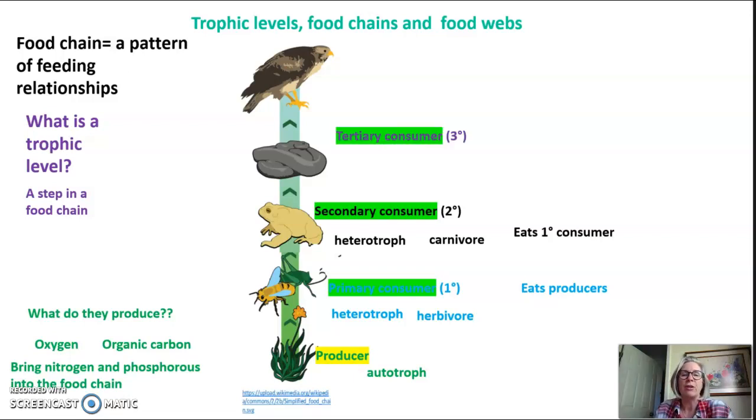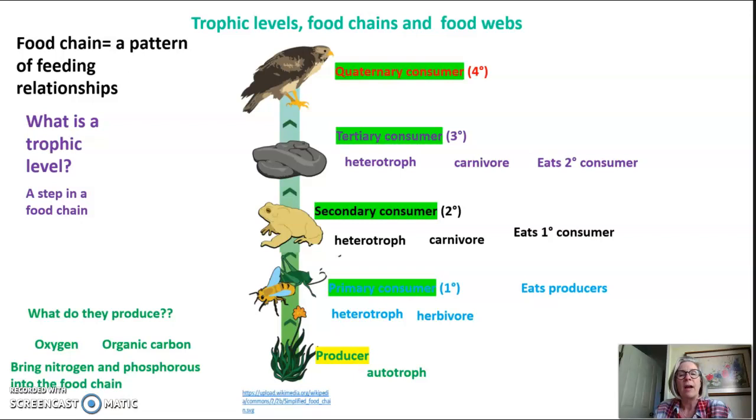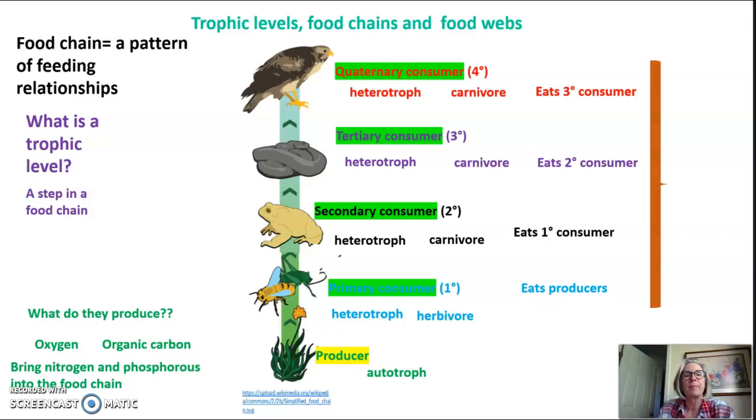The tertiary consumer eats the secondary consumer, and again, because it has to eat, it cannot make its own food, it is a heterotroph. And again, because it's eating an animal, it is a carnivore. The highest step in this food chain is a quaternary consumer. It eats the tertiary consumer, and it is again a heterotroph because it cannot make its own food, and it is a carnivore because it is eating animals.